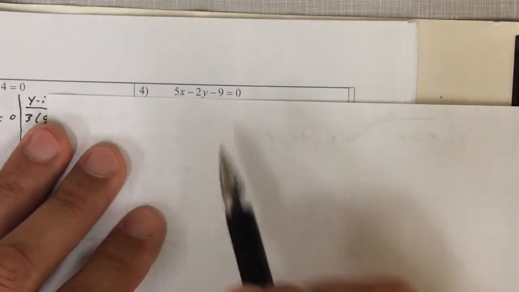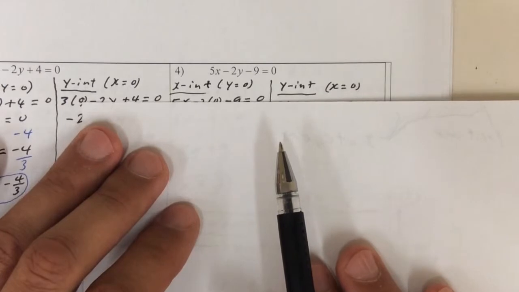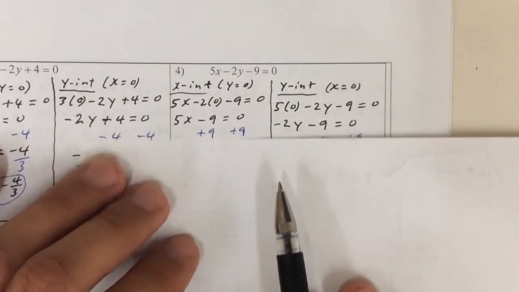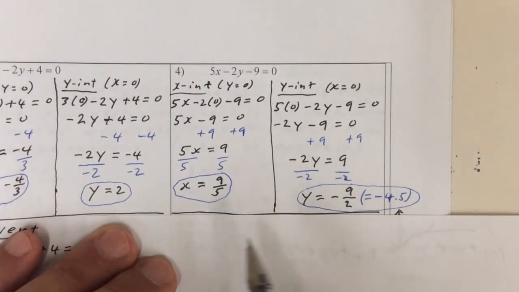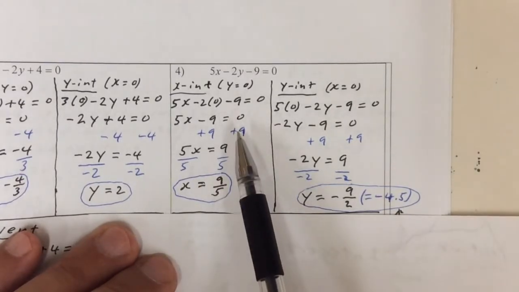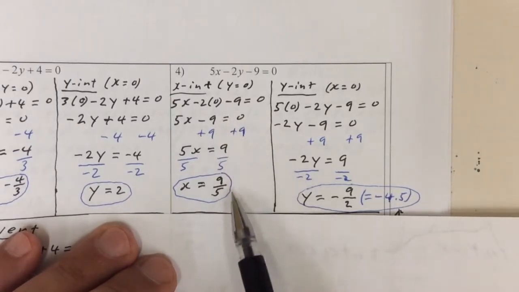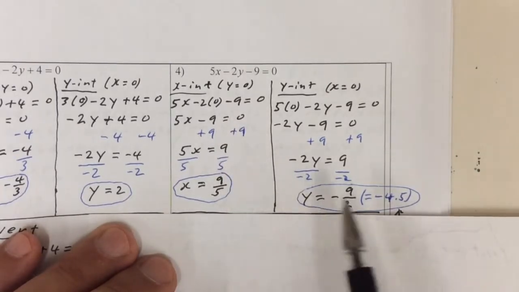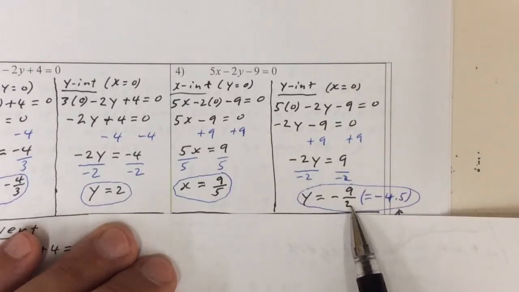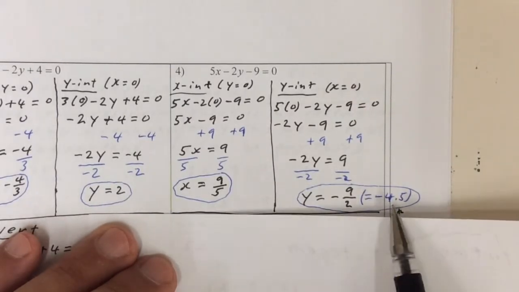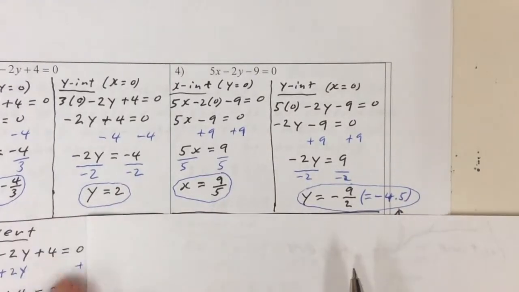Next example, 5x minus 2y minus 9 equals 0. Try to find the intercepts for this. You might want to pause the video and try to do it, and then check back in. So when you're doing this, you're just solving the equation. You get x equal to 9/5. It's not very nice. This one, not as bad. y equal to negative 9/2, which is negative 4.5. It's okay to plot. You can probably approximate that.